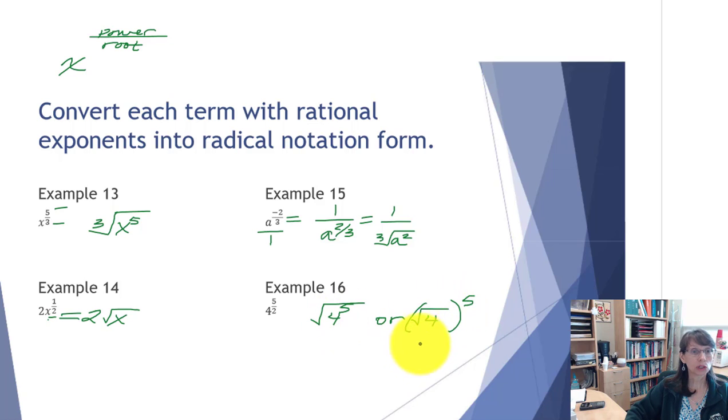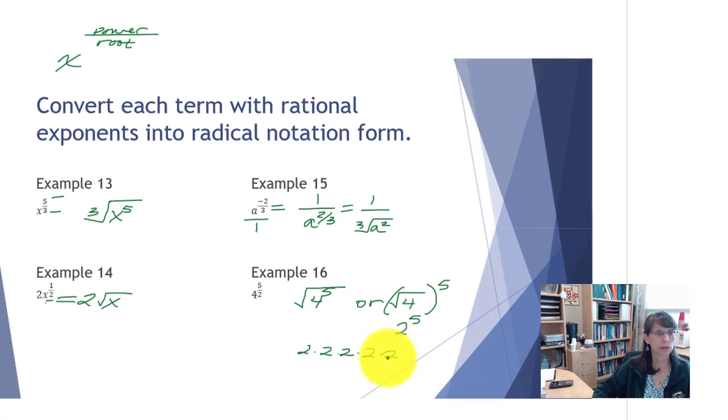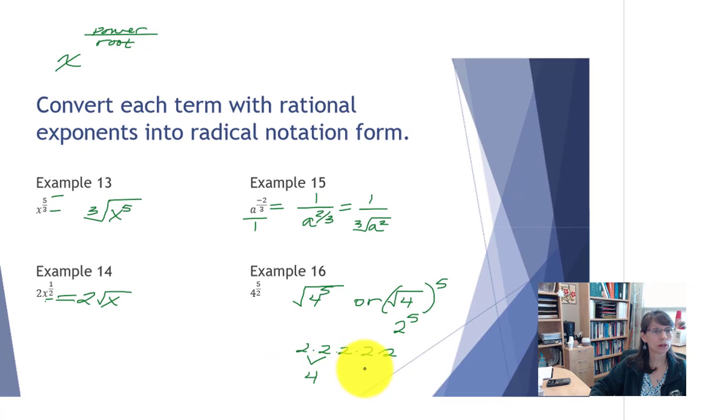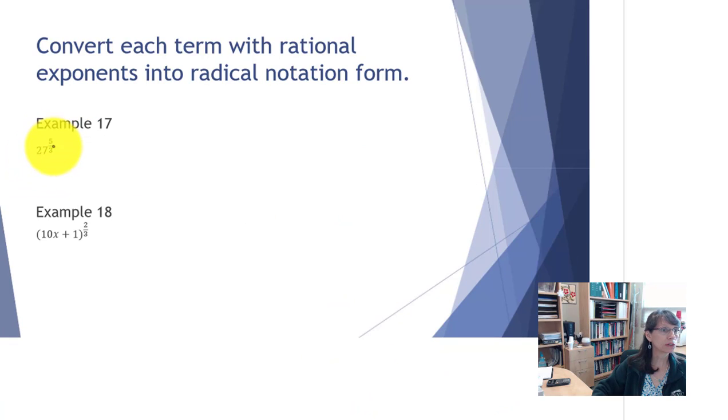Square root of 4 is 2. So 2 raised to the power of 5 is what we're dealing with here. So 2 times 2 times 2 times 2 times 2. That's what 2 to the 5th means. So 2 times 2 is 4. Another 2 times 2 is 4. Then multiply by 2. So that means 16 multiplied by 2 is 32. There's our final answer.